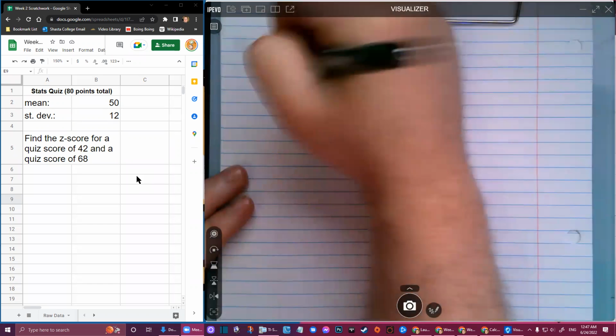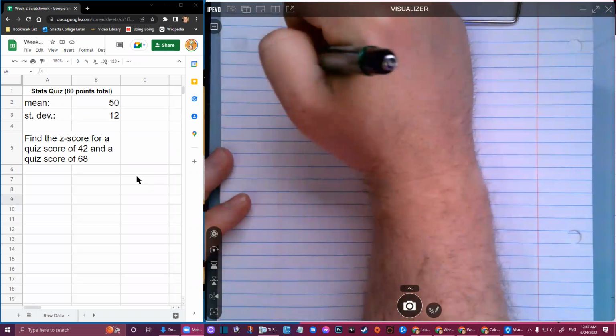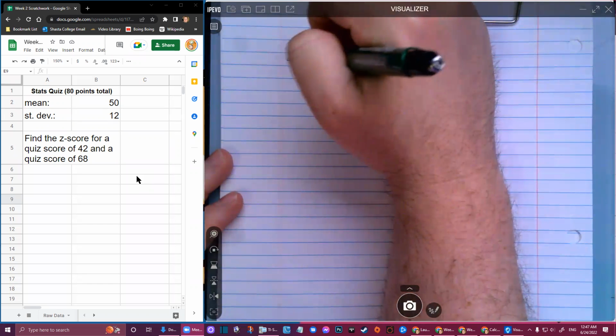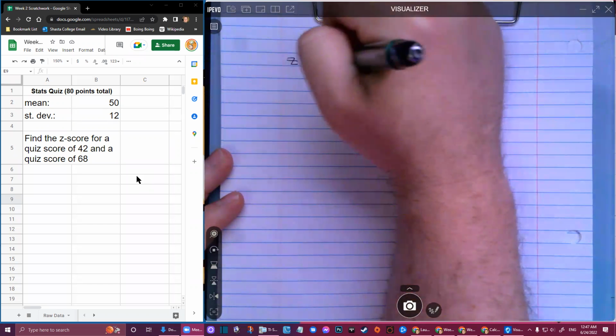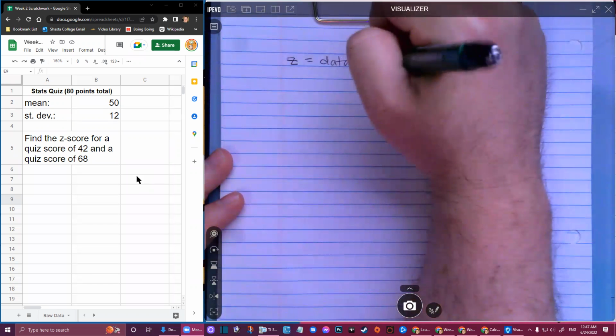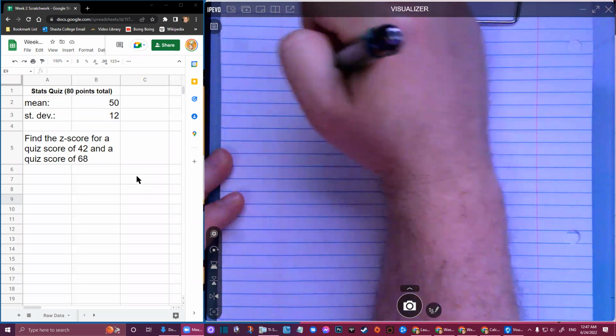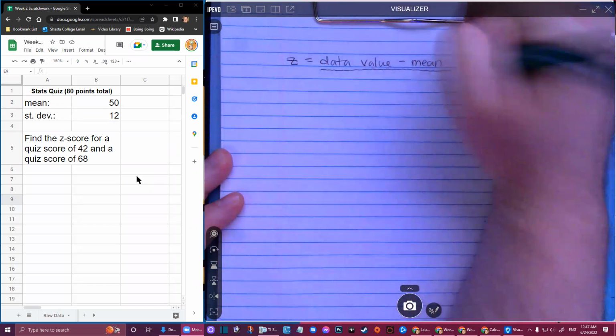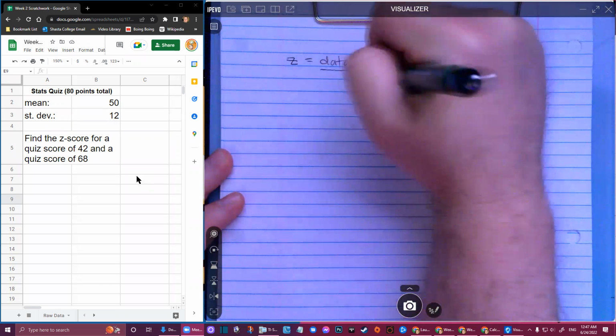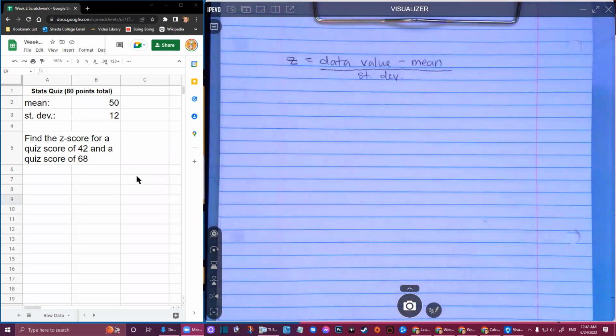You'll remember from class that we learned that z-scores are calculated by taking the data value of interest, subtracting the mean, and then dividing by the standard deviation. That same formula works both for sample data and for population data. We calculate z-scores the same regardless.